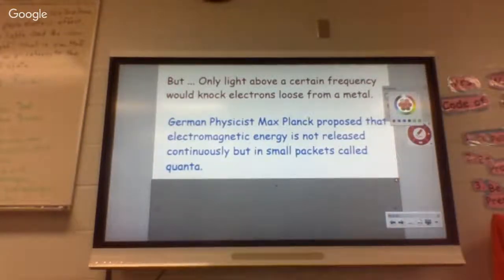Alright, so there was a German physicist by the name of Max Planck who proposed that electromagnetic energy is not released continuously, but in small packets, or you can think of them as bursts, called quanta. Hence the name quantum theory.